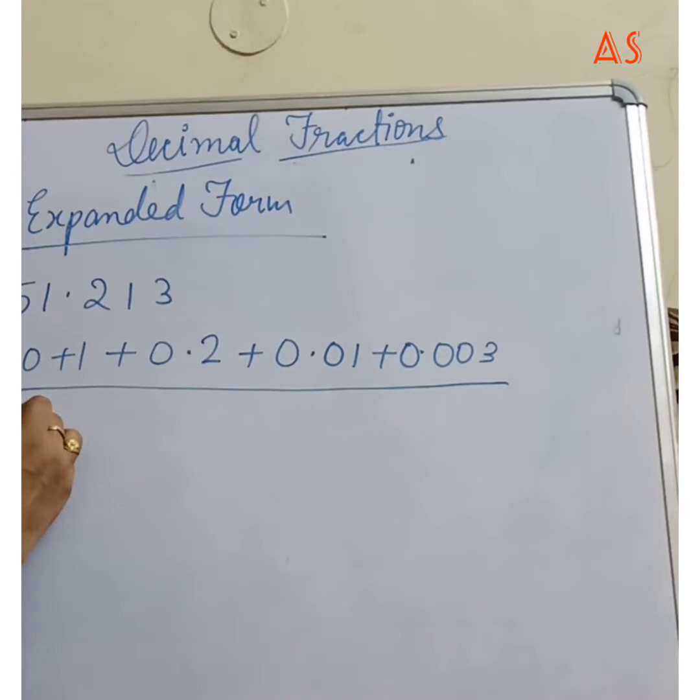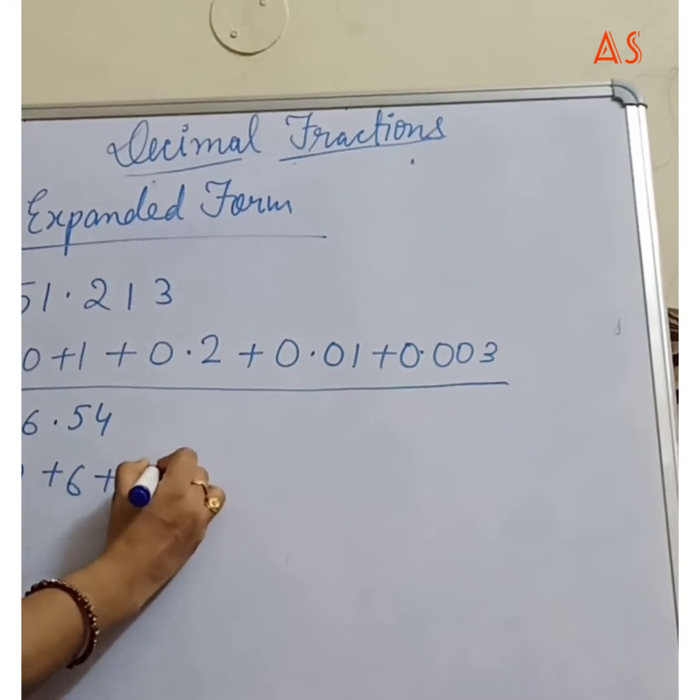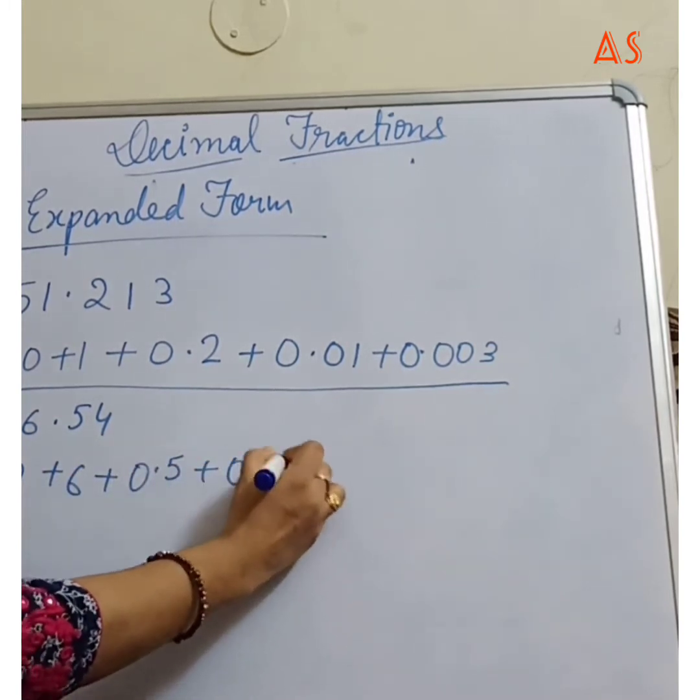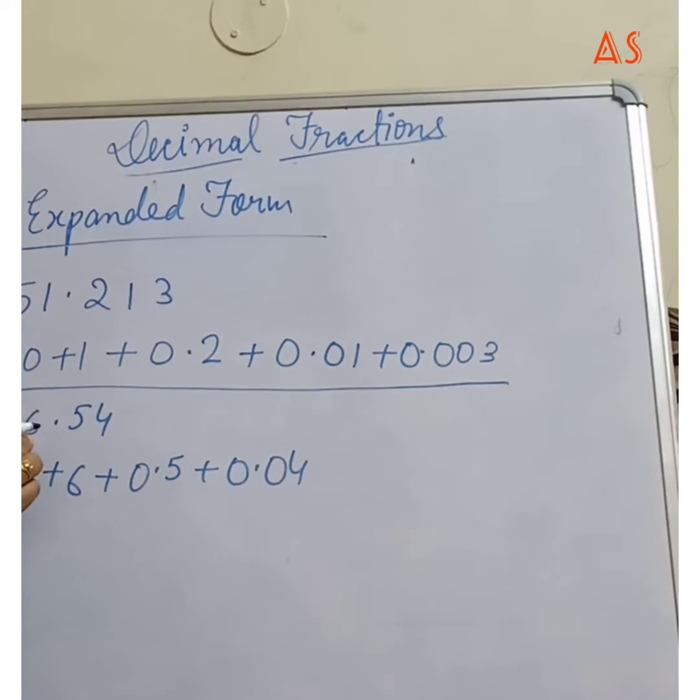One more example, 96.54. So 90 plus 6 plus 0.5 plus 0.04. So before, all numbers become 0 like a place value, we have to write in expanded form.